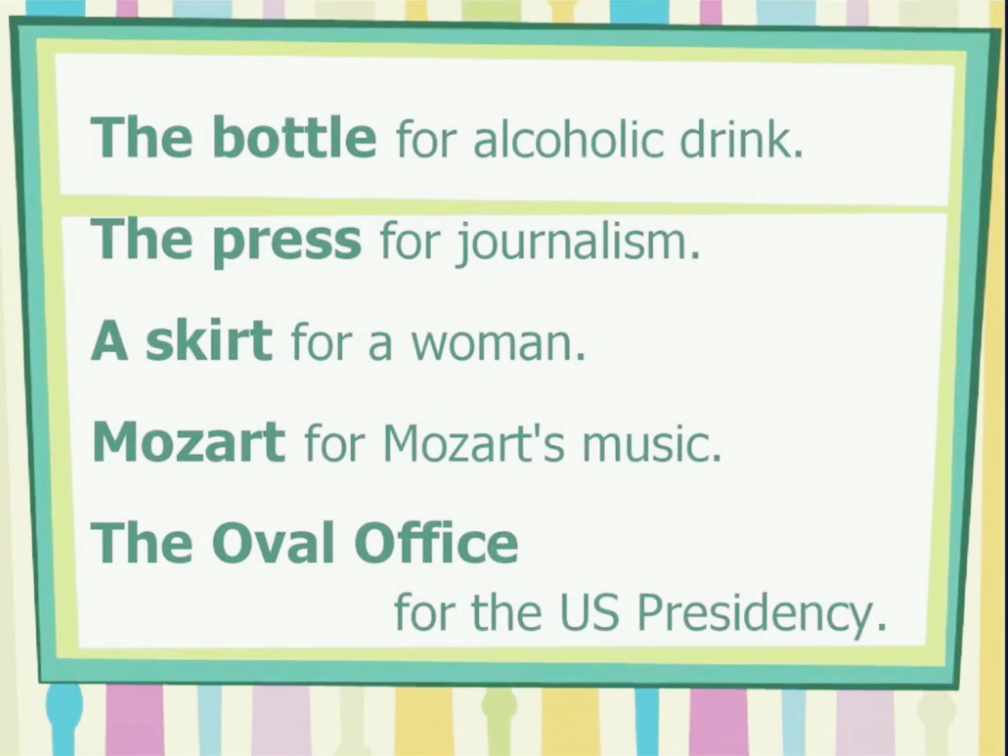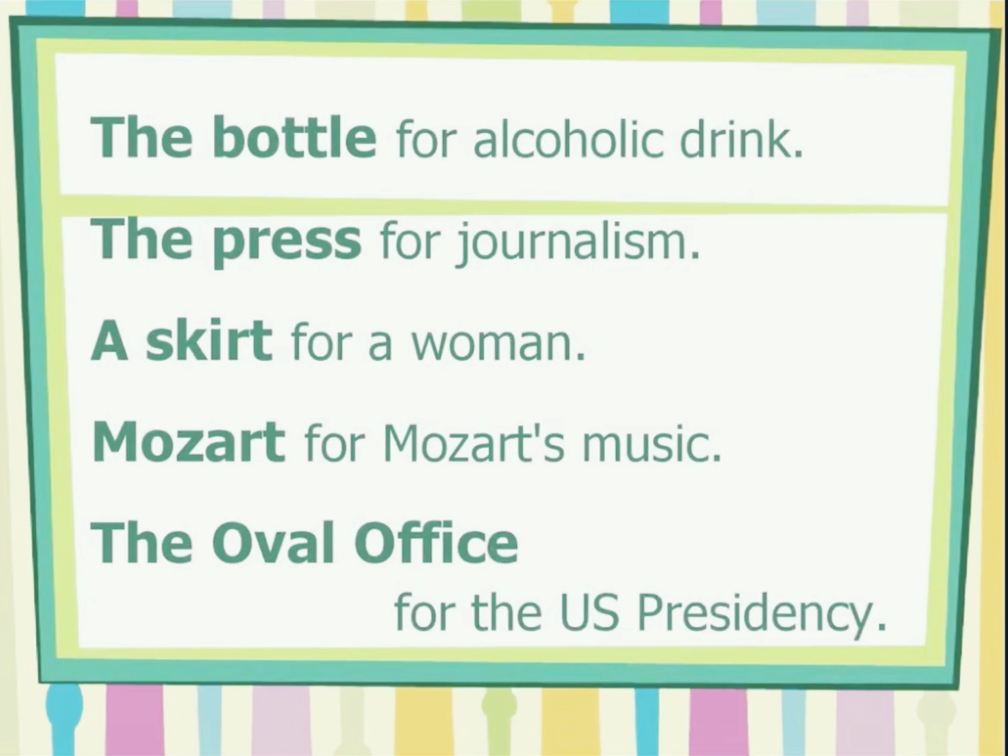You can see the bottle. We can use the term bottle for alcoholic drink. And the press, we can use the word the press for journalism. A skirt, we can use the term a skirt to denote a woman. Mozart, to denote Mozart's music. For example, I read Shakespeare. So it means I read the text of William Shakespeare. So this is how metonymy works.